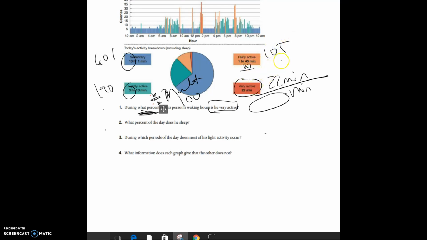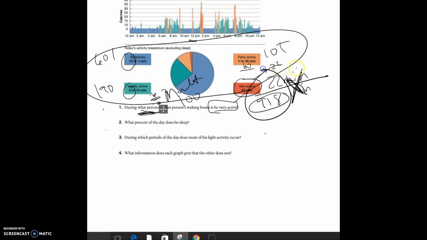And then don't forget that the 22 minutes would also be part of their day. So these numbers all need to get added. And again, you can use a calculator. So add 601 plus 190 plus 105 plus 22. So it looks like there's 918 minutes that the person's awake, and of those, they're very active for 22. So the units cancel, you're going to divide and then multiply by 100. And that is what is going to give you a percent for that one. So if you do that math, it ends up being about 2%.